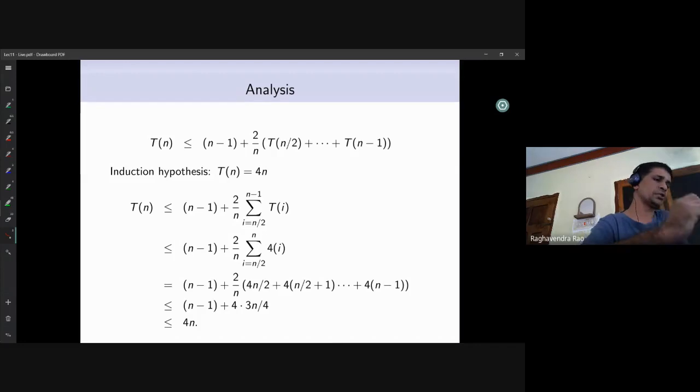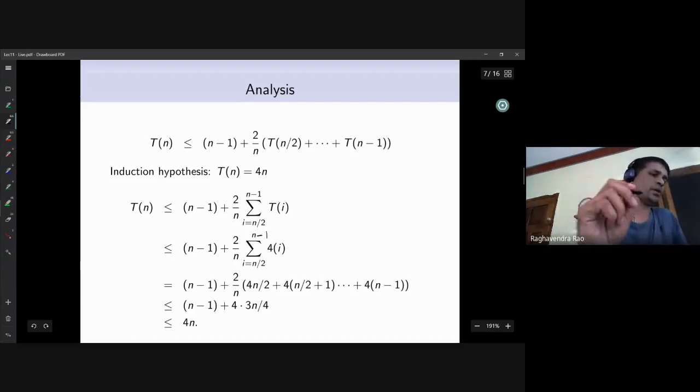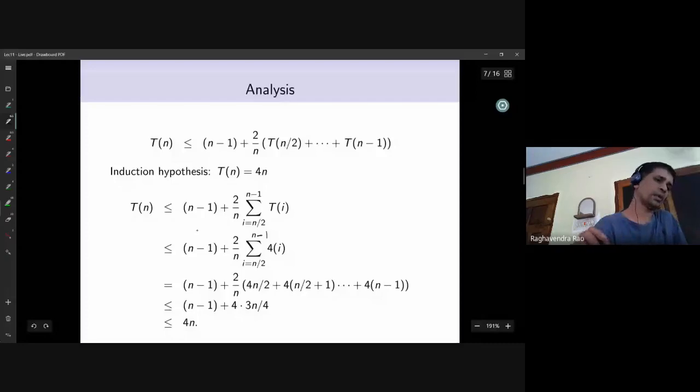Now we just substitute. So T of n is less than or equal to this n minus 1 comes here plus 2 by n into, by induction, this is 4i. Again, there is a typo here. It should be n minus 1. Okay. So the summation looks like this: 4 into n by 2 plus 4 into n by 2 plus 1, etc., 4 into n minus 1.